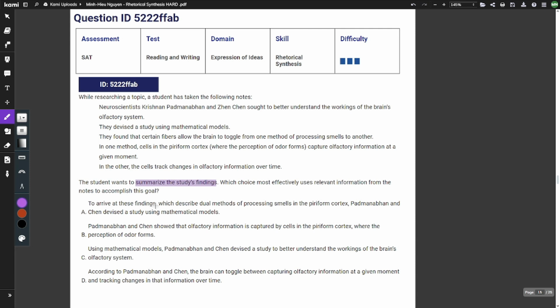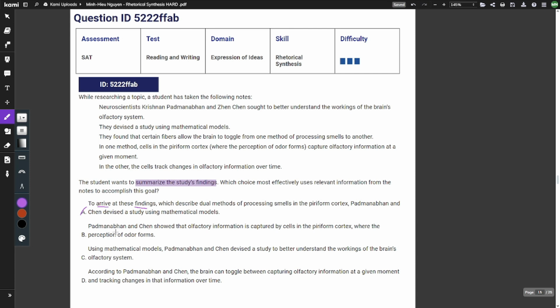To arrive at these findings, which describe dual methods of processing smells in the piriform cortex, and Chen devised a study using mathematical models. So this doesn't say what the findings were. It's just said how they got to the findings. I mean, it literally said how they got to the findings, but it doesn't say what the findings are. So it's not going to be A.